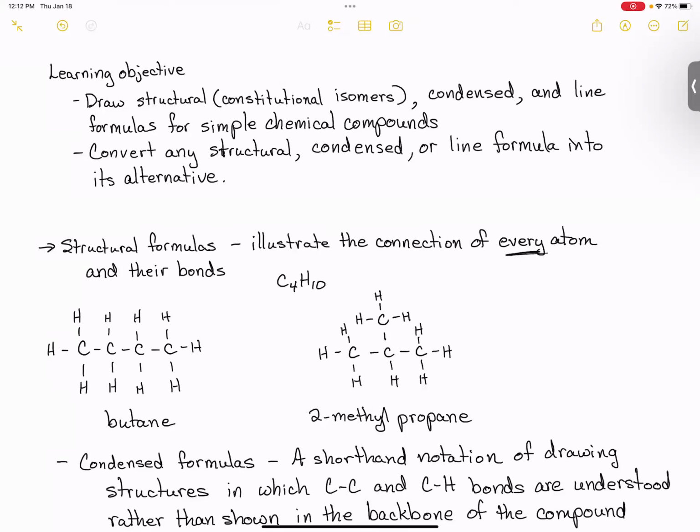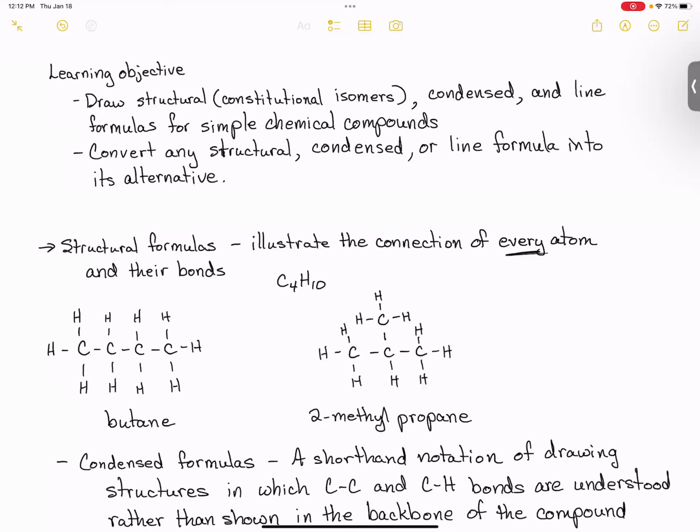Basically, what I want you to note here is I want you to understand that I have illustrated the connection of every atom. I have shown you where the carbons are, I have shown you where the hydrogens are, and I have shown you the type of bond that exists between that carbon and hydrogen.